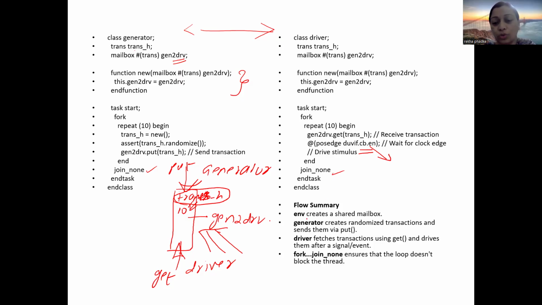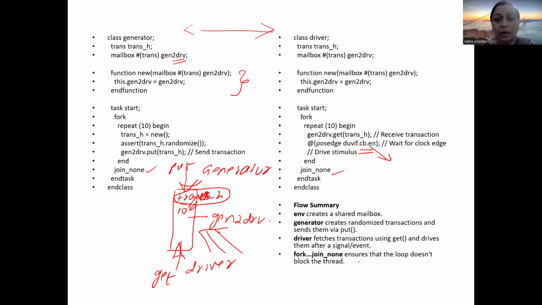So, flow summary: env creates a shared mailbox. What is the name of the mailbox? gen_to_drv. The generator creates randomized transactions and sends them via put. The driver fetches transactions using get and drives them after a signal or event. Fork join_none ensures that the loop doesn't block the thread, so they all happen in parallel without blocking each other.